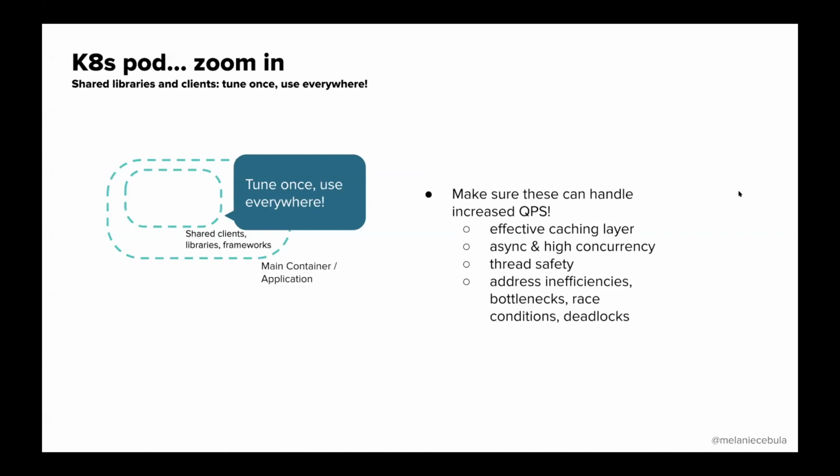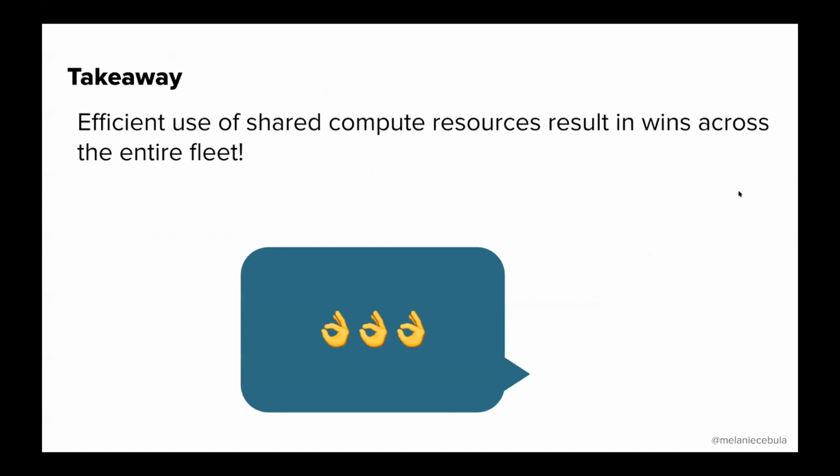And I'm going to call it out again: make sure they can handle the increased QPS. There's a few changes we had to make to handle these large changes in traffic: effective caching, being able to handle high concurrency using async. In some cases, we were not using async. Things like thread safety. I noticed a few bottlenecks, some weird locking behavior in some shared libraries that didn't make sense. So cleaning up a lot of this code and running it super efficiently really helped us run a more efficient fleet. Cool, so efficient use of shared compute resources results in wins across the entire fleet.